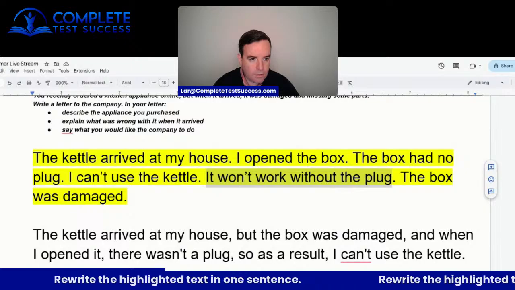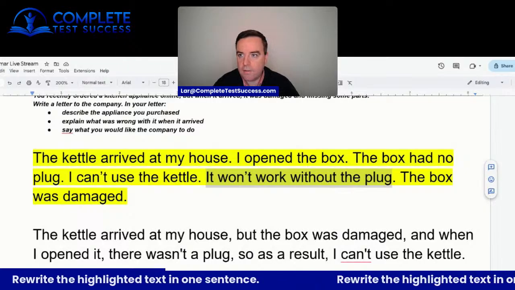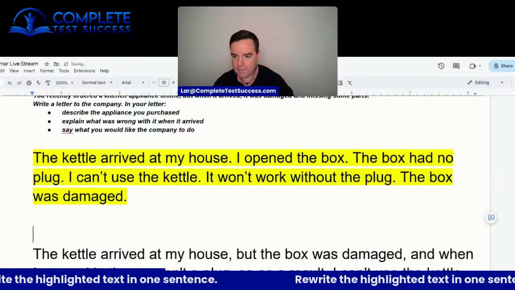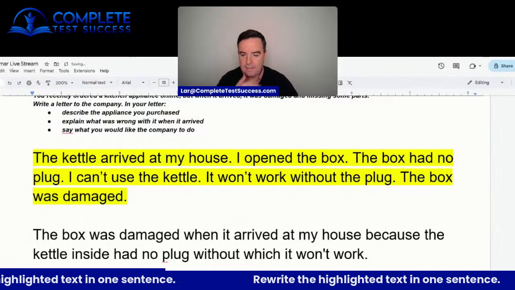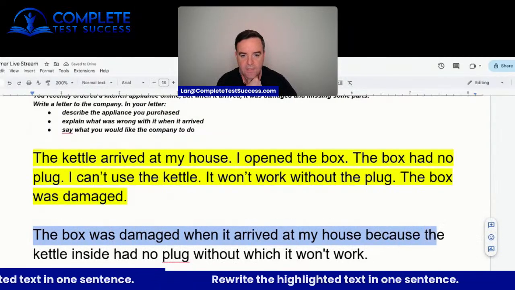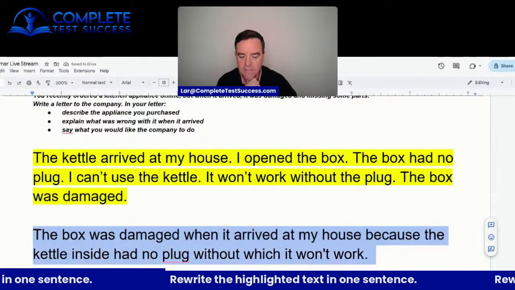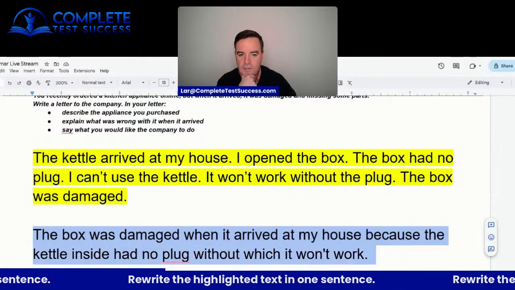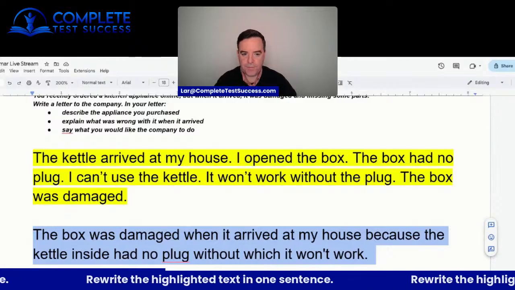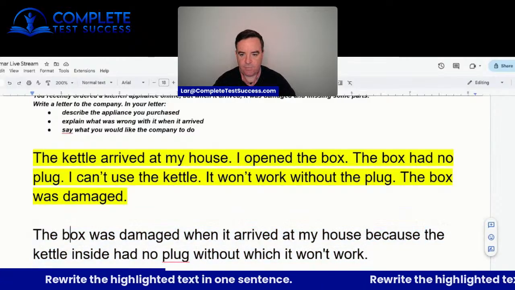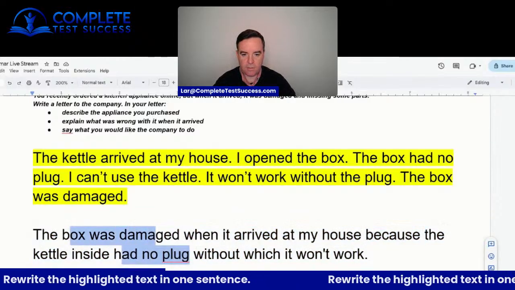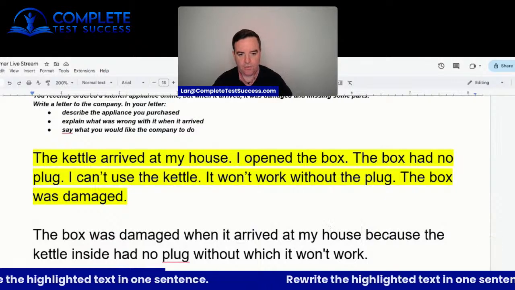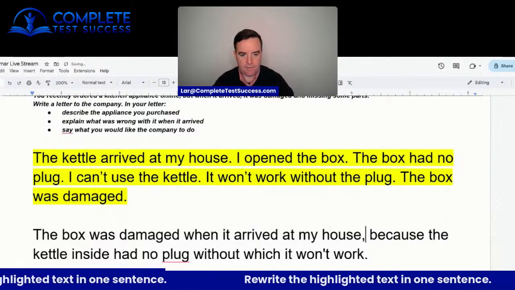Okay, and I have one more here by VitFam, so we'll take a look at this as well. The box was damaged when it arrived at my house because the kettle inside had no plug. No, those would be two different problems. So it's the box wasn't damaged because there was no plug. Those are two different things.